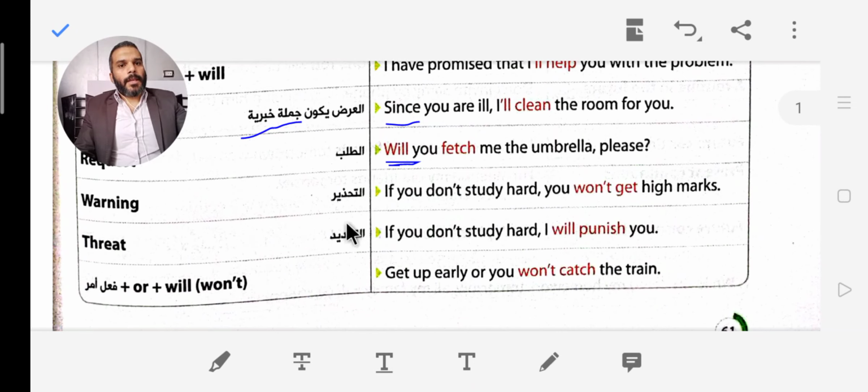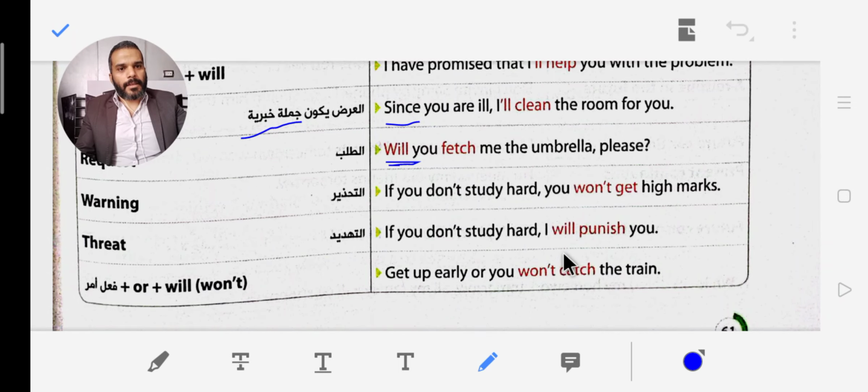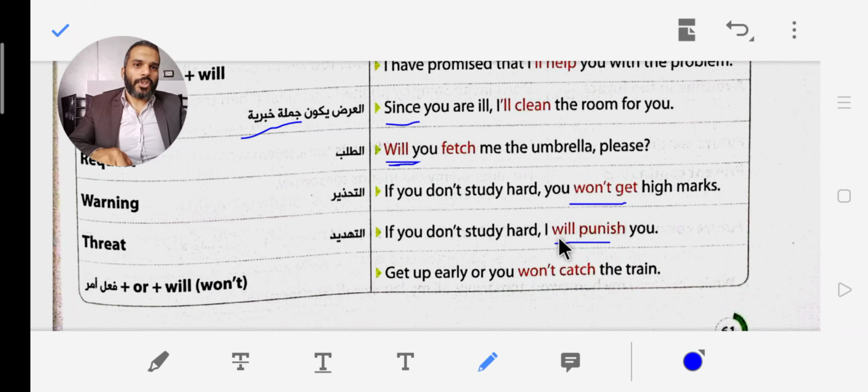Warning. If you don't study hard, you won't get high marks. Threat. If you don't study hard, I will punish you. We use will in the affirmative form in this sentence, but here won't in the negative form. Will affirmative, won't negative. I will punish you, but here, if you don't study hard, you won't get high marks. This is a warning. Here in this sentence, we use won't to express warning, to warn someone. Okay?